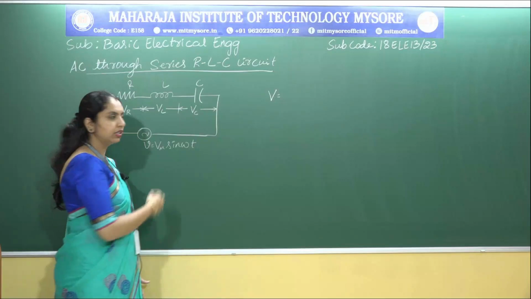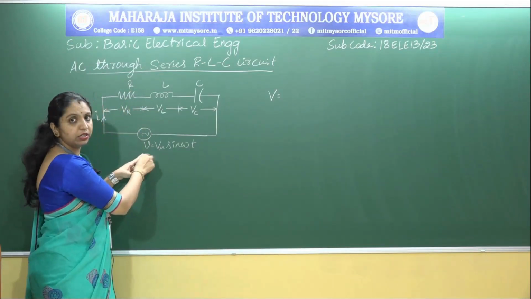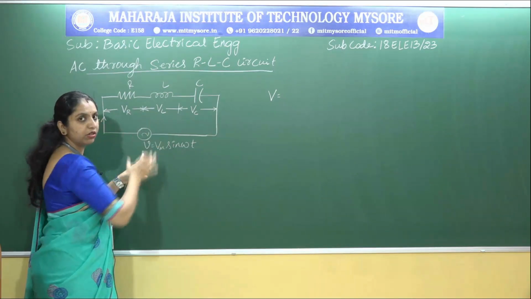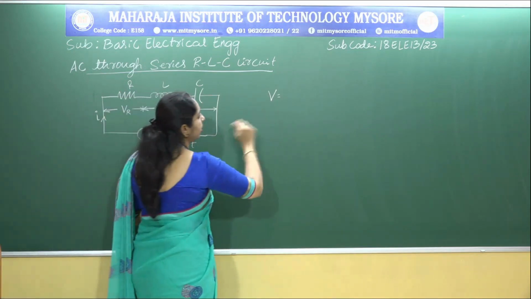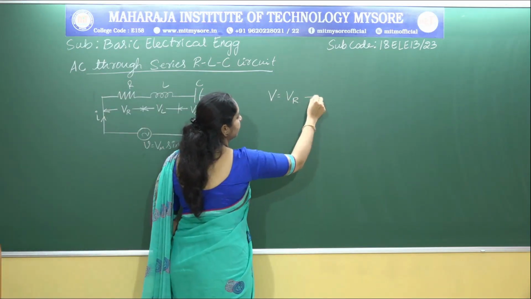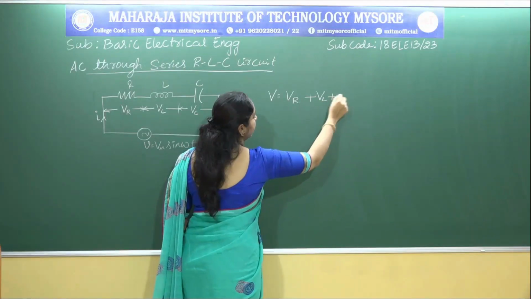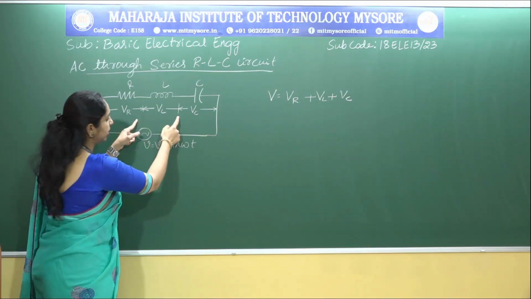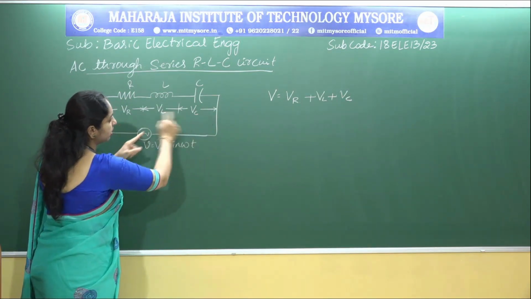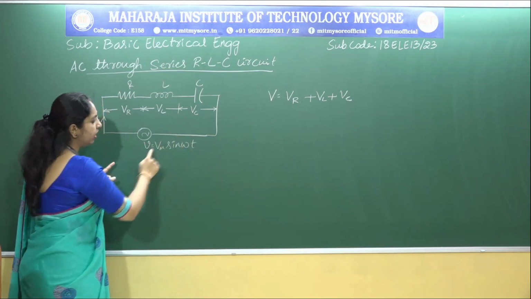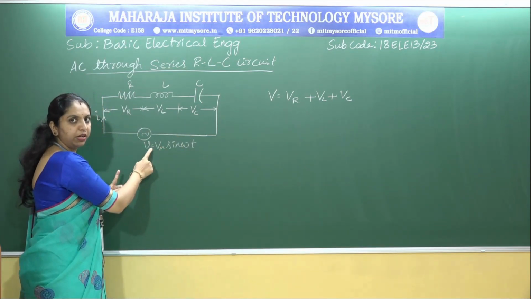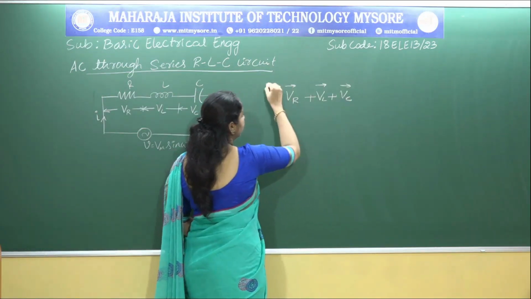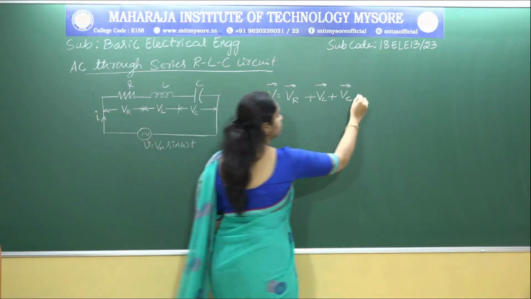Next, to analyze this circuit, we know that the total voltage is equal to the summation of the voltage drop across each element. So V can be written as the summation of VR, VL and VC. That is, the voltage drop across R, the voltage drop across inductance, and the voltage drop across capacitance. The summation of all three can be equated to the total or applied voltage. Of course, we represent this in the form of vectors. Let us call this equation 1.